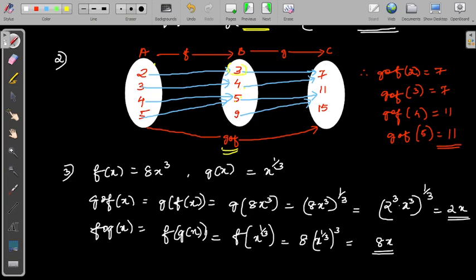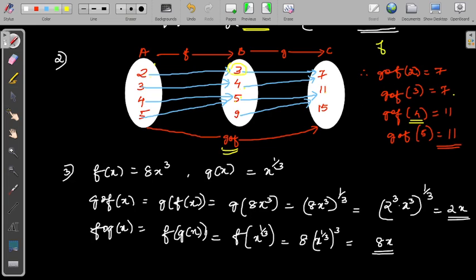So this is acting like a mediator. 2 goes to 3, 3 goes to 7. So 2 goes to 7 under g composite f. Similarly, 3 goes to 4, 4 goes to 7. So g composite f of 3 is 7. 4 is going to 5, 5 is going to 11. So 4 goes to 11 under g composite f. 5 goes to 5, 5 goes to 11. So g composite f of 5 equal to 11. This is how we define g composite f.